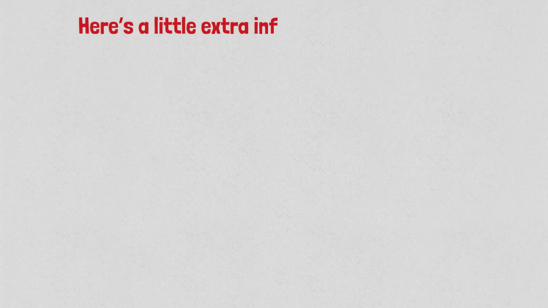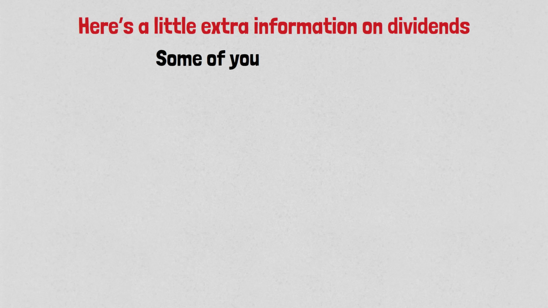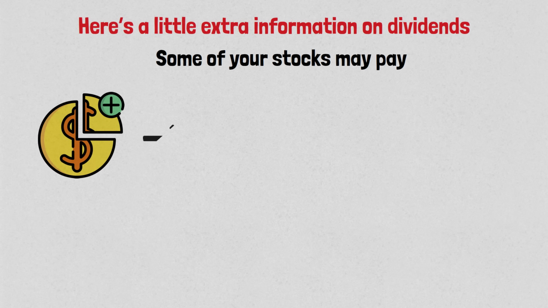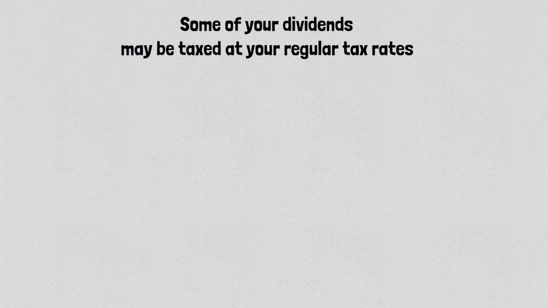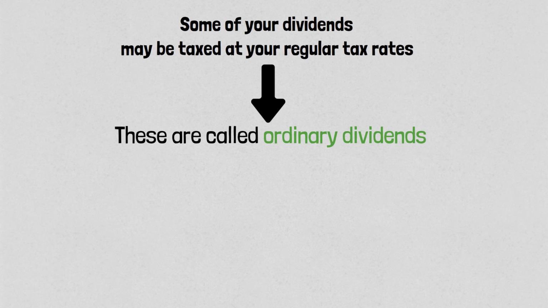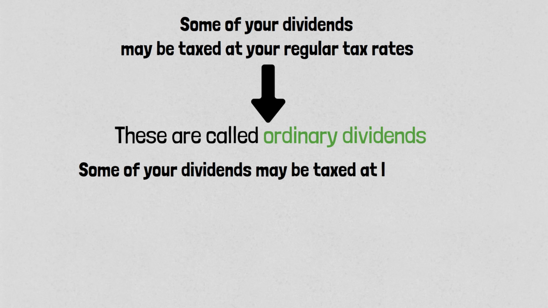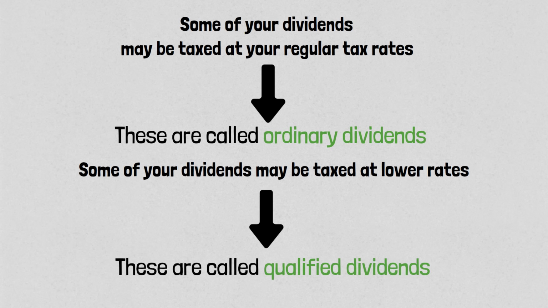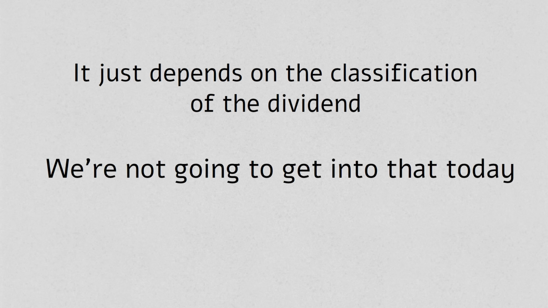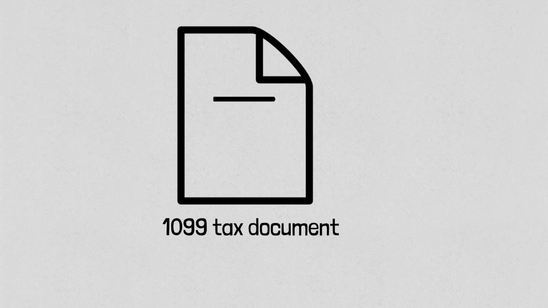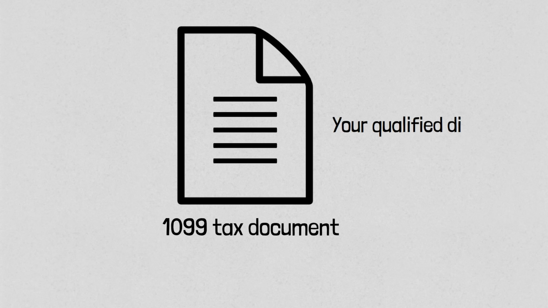And here's a little extra information on dividends. So some of your stocks may pay dividends. It's listed on your 1099 tax document and you report it on your tax return. Some of your dividends may be taxed at your regular rates, and these are called ordinary dividends. Some of your dividends may be taxed at lower rates, and these are called qualified dividends. So it just depends on the classification of the dividends, so we're not going to get into that today. On your 1099 tax document, it will separately list out your qualified dividends.